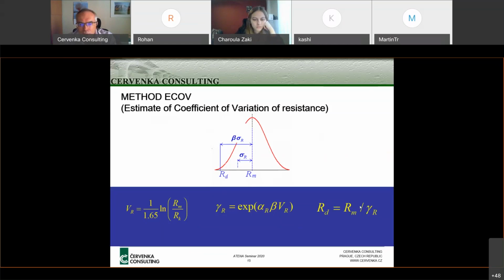Of course, we should not forget that this equation only considers the material nonlinearity, but we also need to address the issue of model uncertainty.